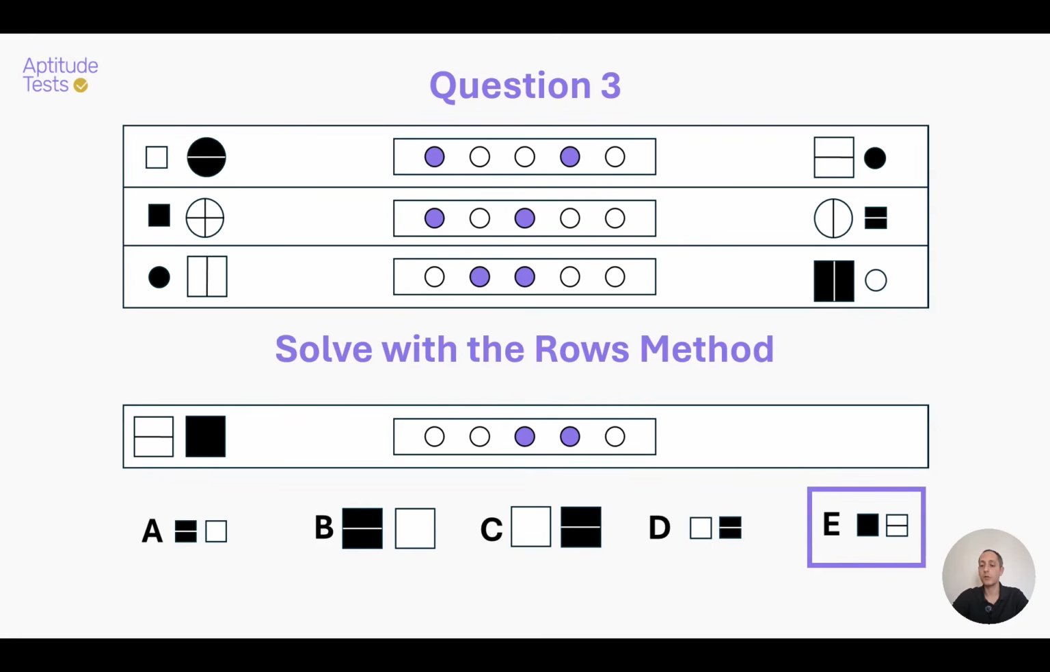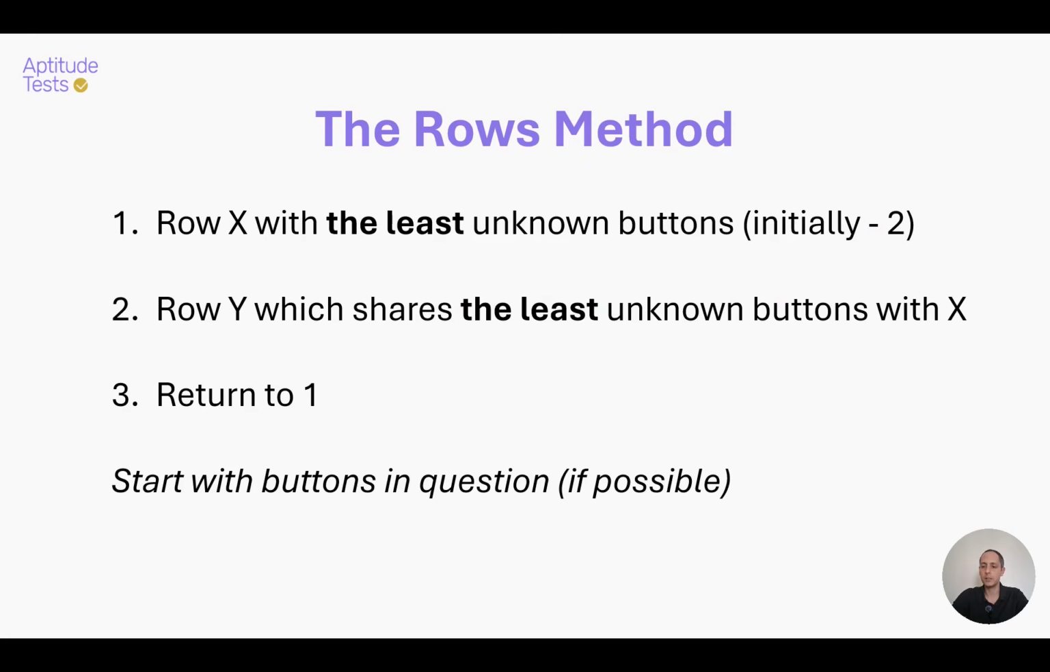This time we're going to solve it with the rows method, even though I assume you can beat this question using the columns method as well. I think it's a pretty decent basic question to start showing the methodical process of going through the rows. And this process goes as follows.